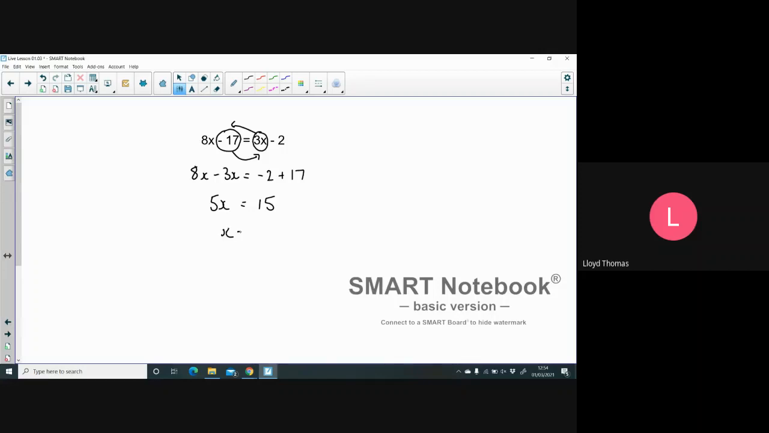It's straightforward, same thing as before. We're going to divide by 5 to end up with an answer of 3. X is 3. Good.